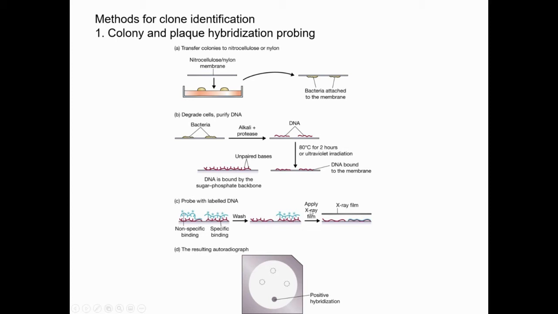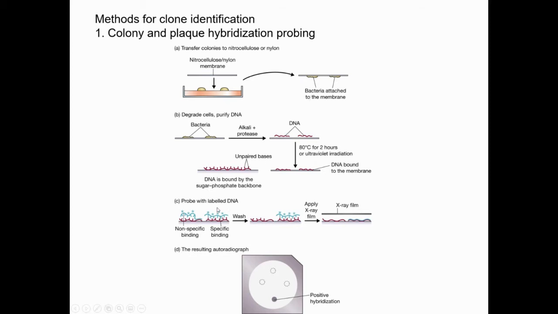Then you can expose the signal to the X-ray film, and you can identify the specific colony that carries the specific gene. So this is the so-called colony and plaque hybridization, where you use a specific probe to hybridize the DNA that you transferred from the cell to the membrane.